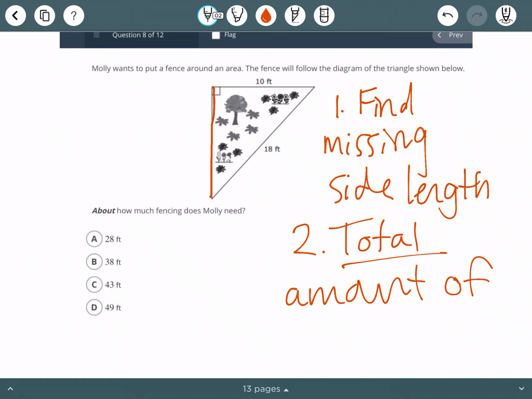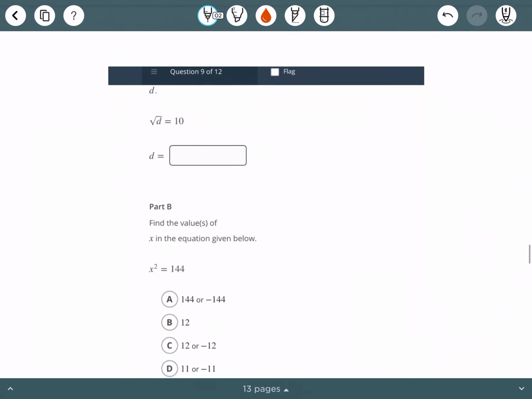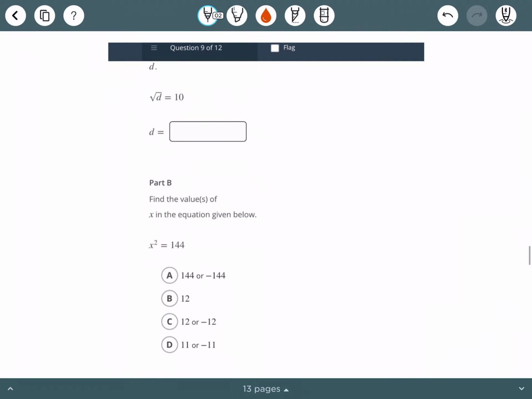So again, we need to find that total amount of fencing, not just the one side. All right, moving on to question 9 of 12. It looks like it gives us a part A and a part B.